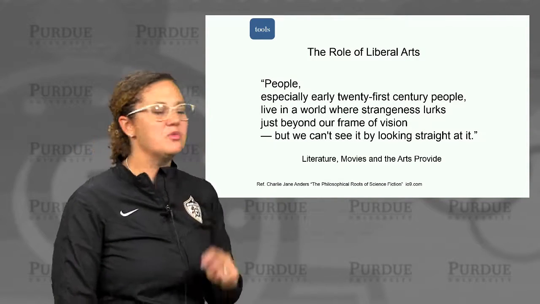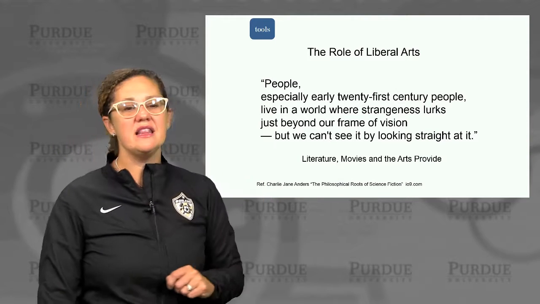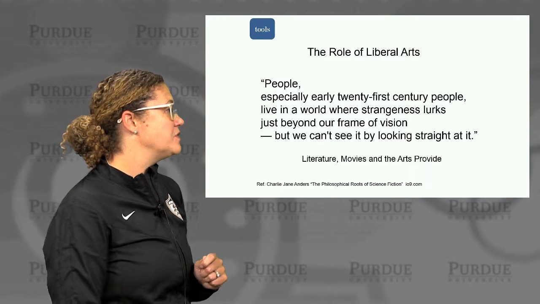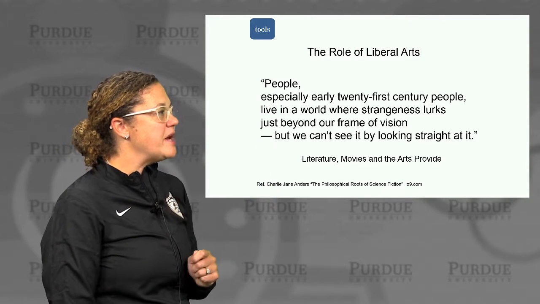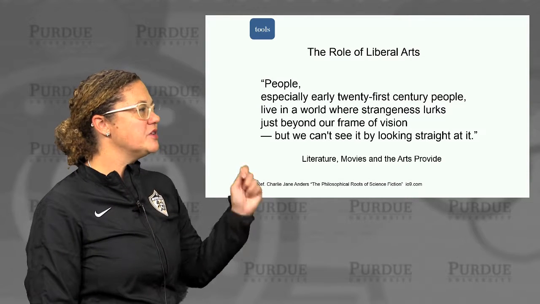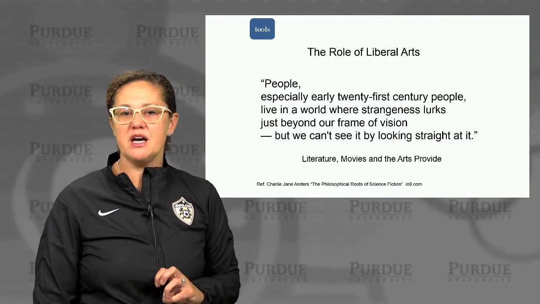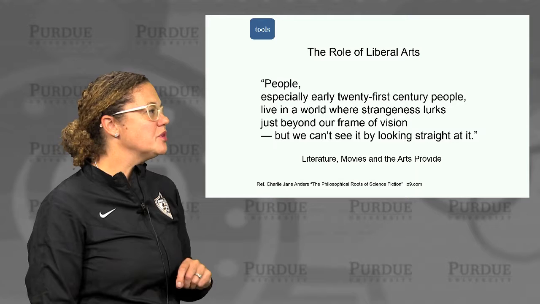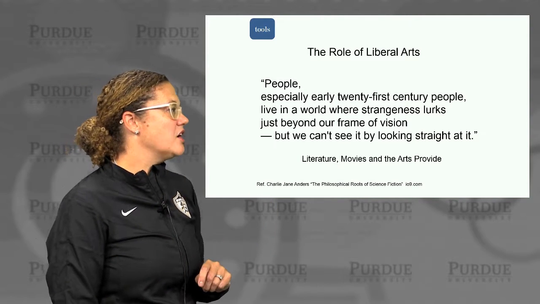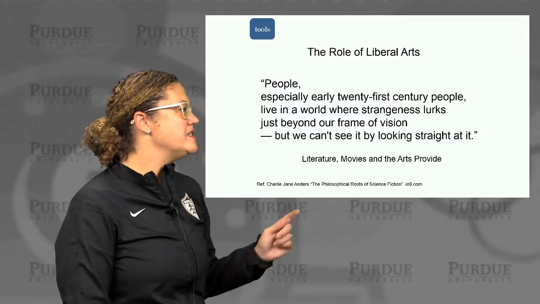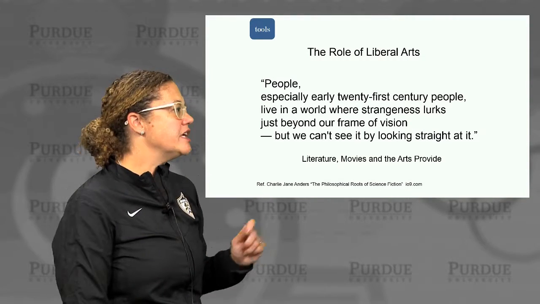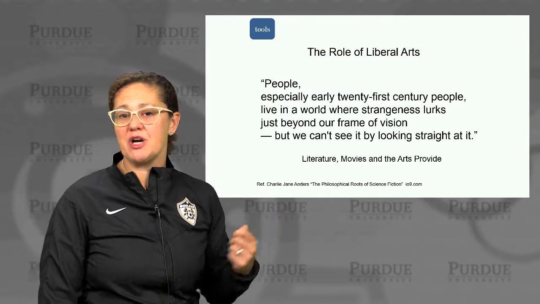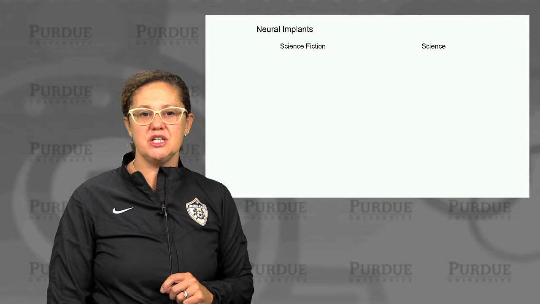And here's a quote that I really love that really sort of, I think, highlights the importance of liberal arts in these areas of bioengineering in which we've been talking. So people, especially early 21st century people, live in a world where strangeness lurks just beyond our frame of vision, but we can't see it by looking straight at it. And I think that's really profound because this is where I think our literature, our imagination, our movies, and the arts provide this looking glass to be able to imagine the far future and think about how we should and perhaps shouldn't be guiding some of our technologies.